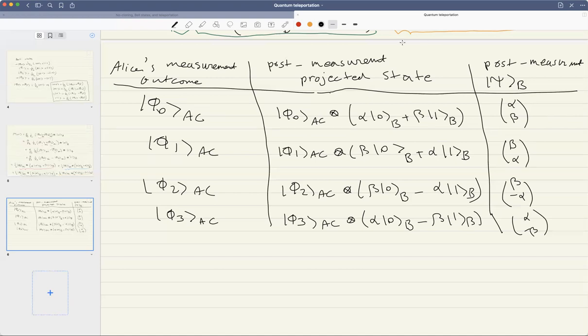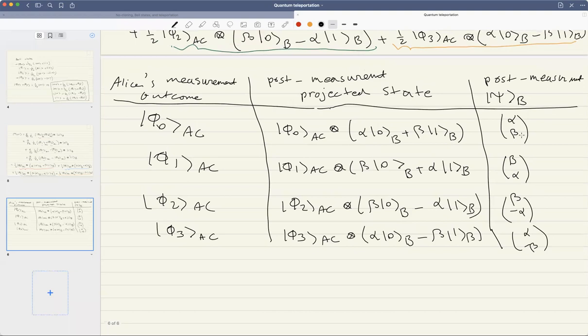So right now this happened. Bob doesn't know which one he has, but he has one of these 4 states, and they're very close to alpha beta. One of them is alpha beta.